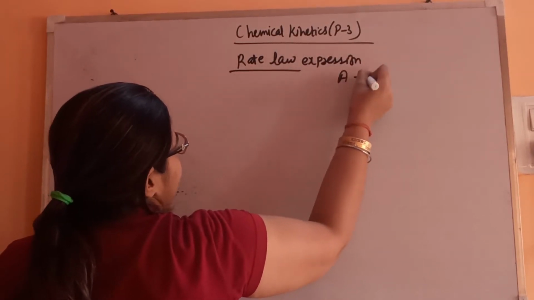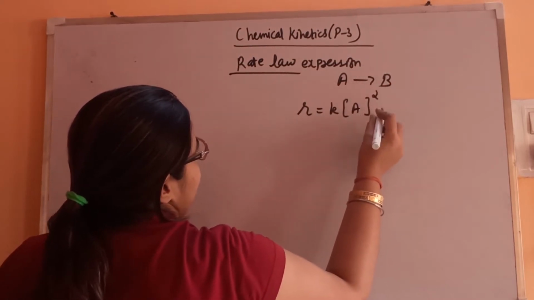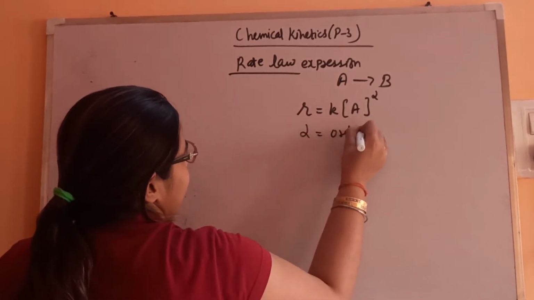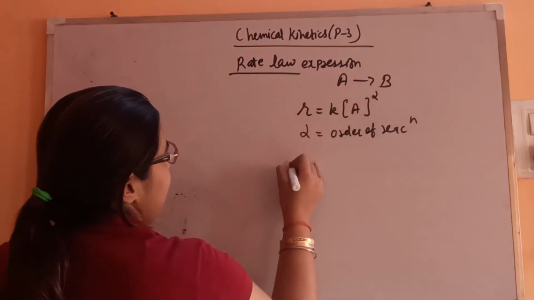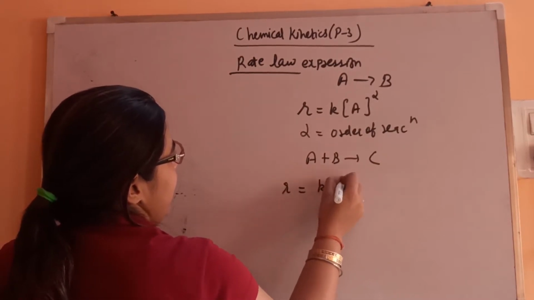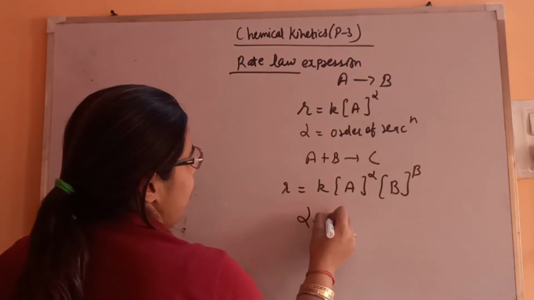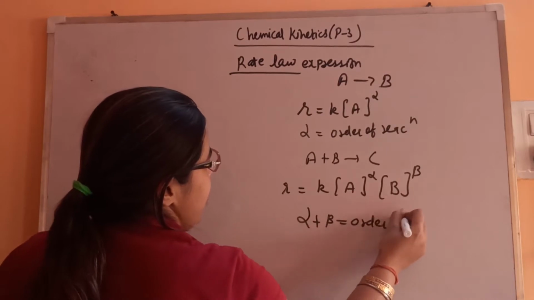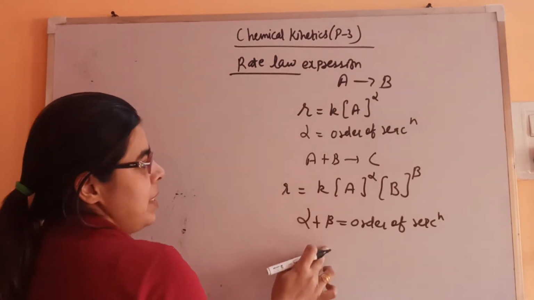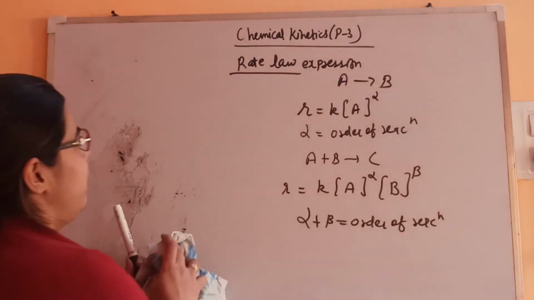We have seen for the general reaction, rate is equal to K [A] raised to the power alpha, where alpha is equal to the order of reaction. If we consider the reaction A plus B gives C, rate is K [A]^alpha [B]^beta, where alpha plus beta together is the order of reaction, as we saw in the previous video. Alpha is with respect to A, beta is with respect to B. So depending on this order of reaction, it is of different types.